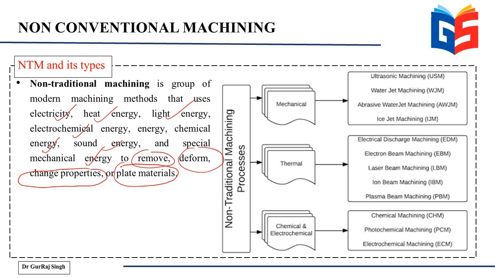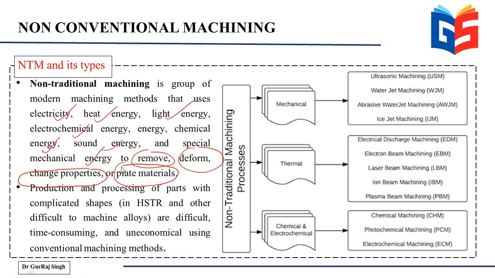So when you talk about the traditional methods, you have your mechanical machining methods. In case of non-traditional machining, you also have mechanical machining methods, and under mechanical machining, you have ultrasonic machining, water jet machining, abrasive water jet machining, and a process called ice jet machining. These methods, which we'll be taking up in much more detail in the coming classes, are used for mechanical machining.